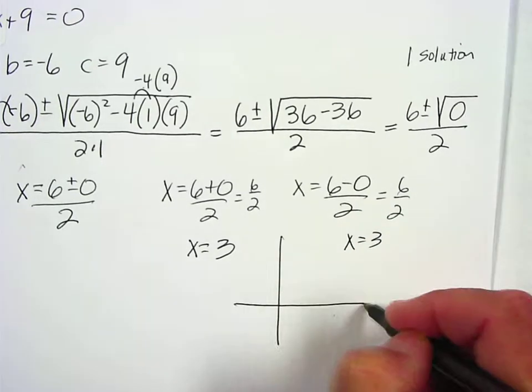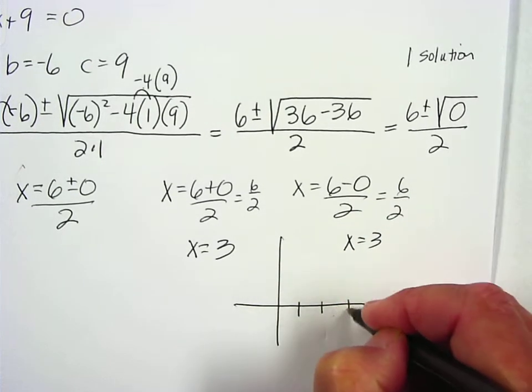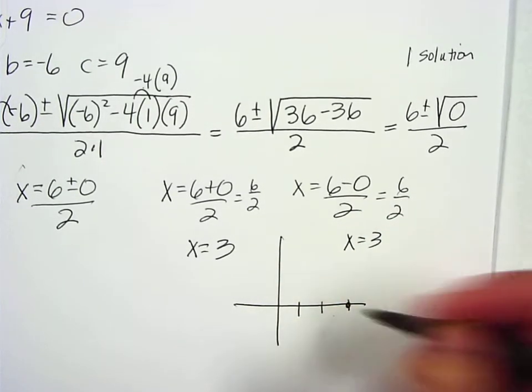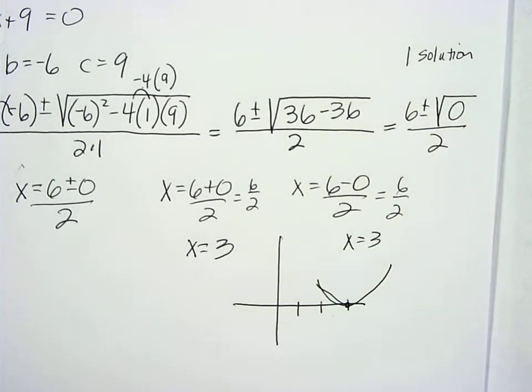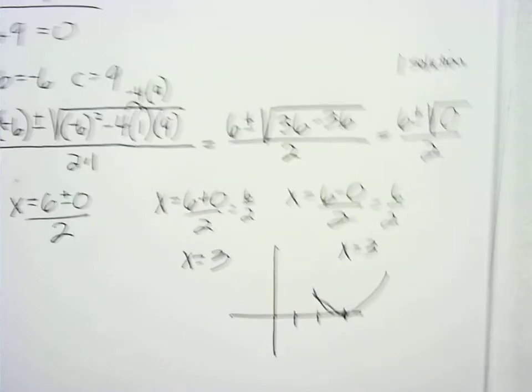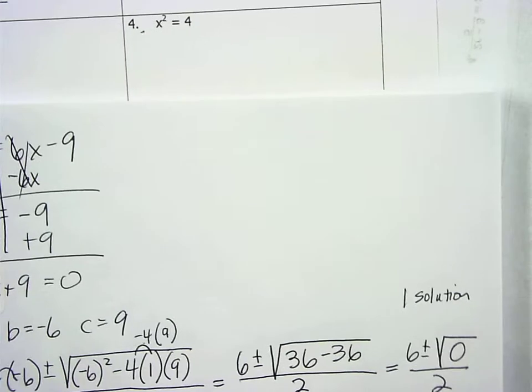The x-axis is at x equals 3, and since my leading coefficient is positive, it would probably open up something like that. Okay, number 4, x squared equals 4.